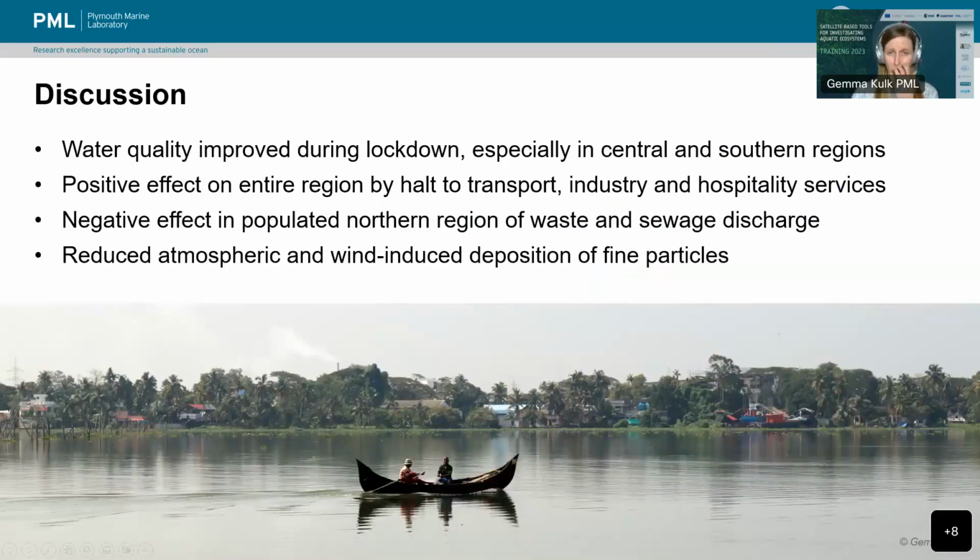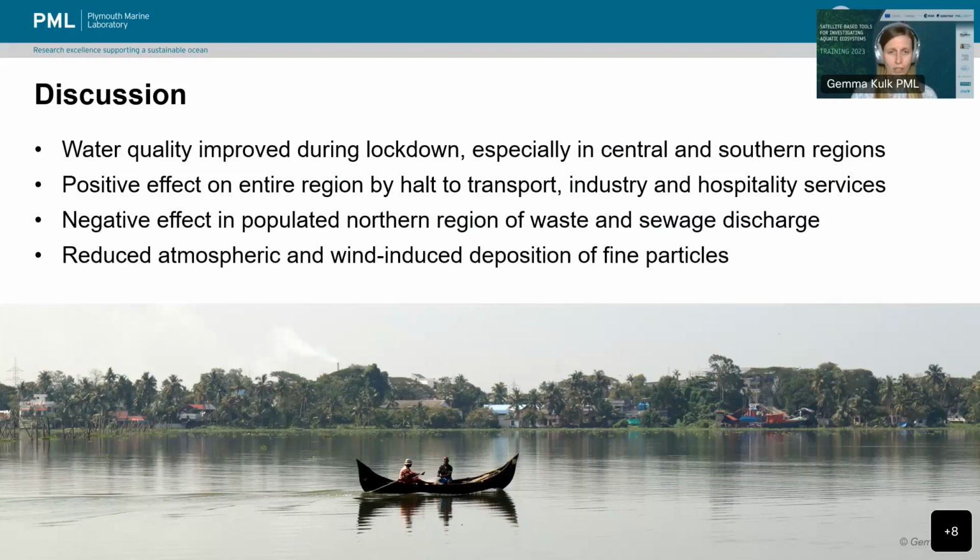I showed that water quality improved in large areas of Lake Vembanad during April and May 2020, as evidenced by decreases in total suspended matter, absorption by colored dissolved organic matter, and turbidity. A similar change was not observed during the same period in preceding years, suggesting that the reduction in anthropogenic activities associated with the nationwide lockdown in 2020 had a positive effect on water quality.